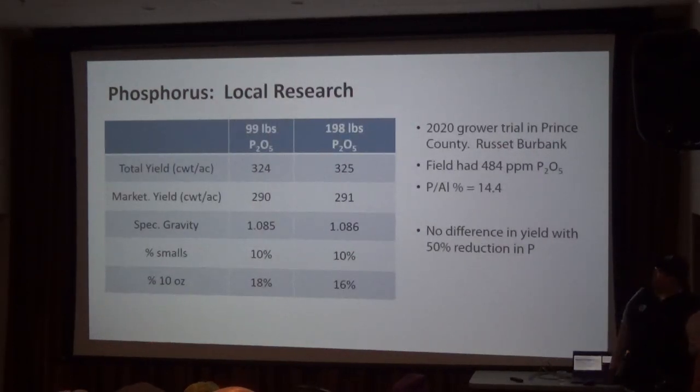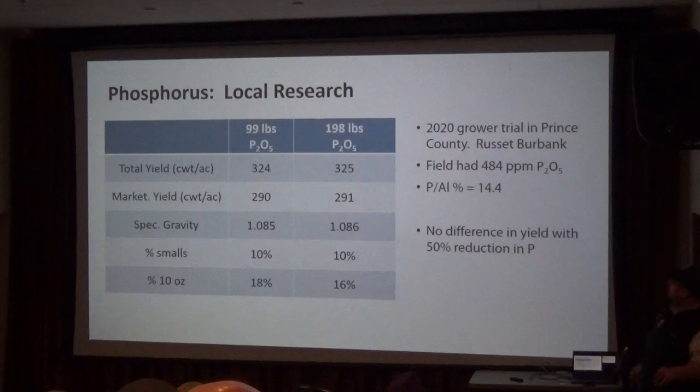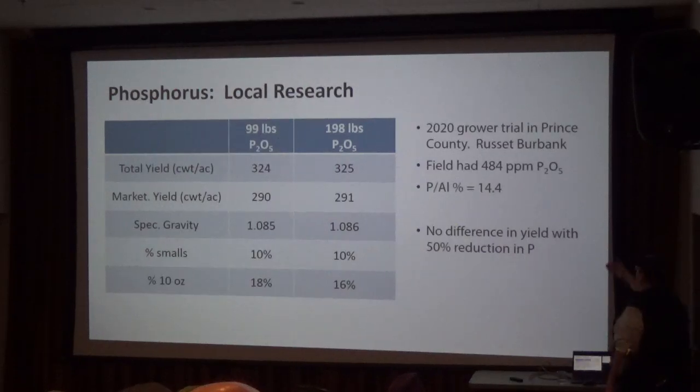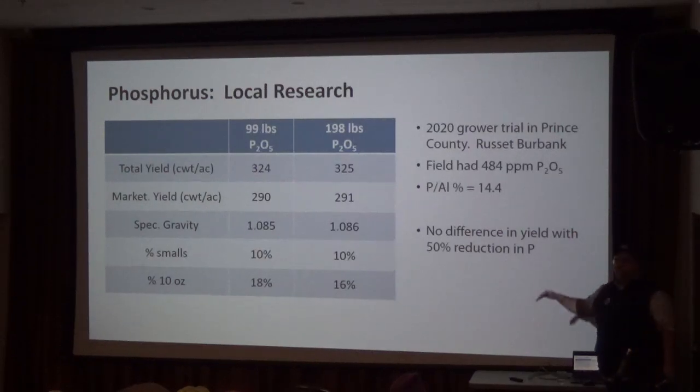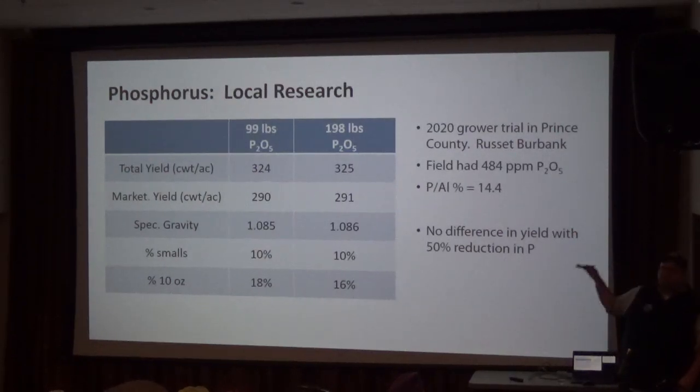This was a trial that a grower did without my involvement. They just said, hey, I did this field trial myself, here you go, here's the data. Their grower standard practice was almost 200, and they cut it in half. It's to the hundredweight. There's no difference. This was a field that was over 480 ppm, 14.4 on the saturation index, 6% organic matter, and 6% pH, so a field that had lots of potential for cutting phosphorus.